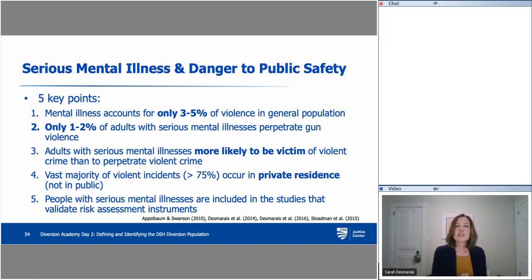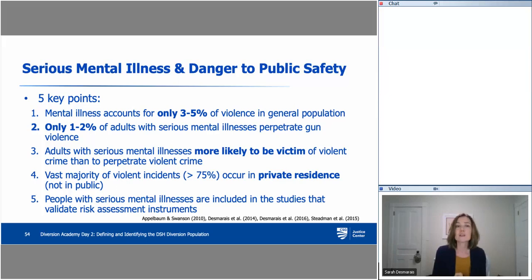So I wanted to talk a little bit about this idea of danger to public safety and just make 5 key points today. We're going to come back again to talk about risk assessment and risk mitigation through many more of these sessions. The first thing that I wanted to share, and many of you are already familiar with these statistics, or maybe you've heard me talk about these things before, is that mental illness really accounts for a very small proportion of violence in the general population in our communities.